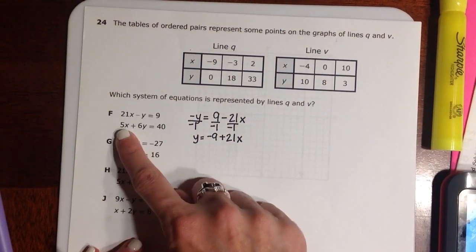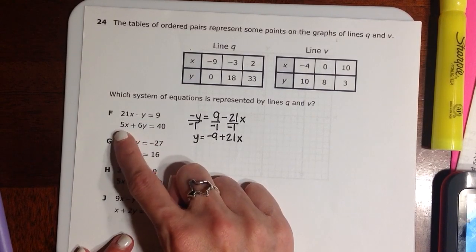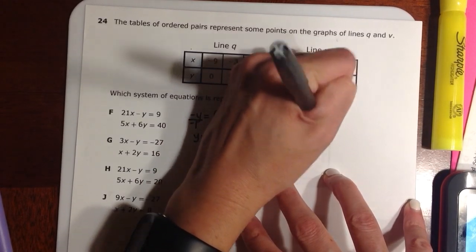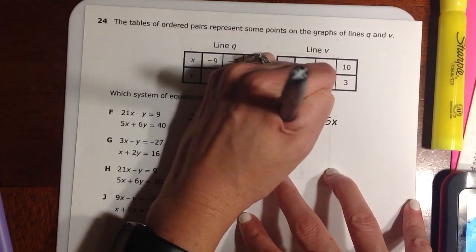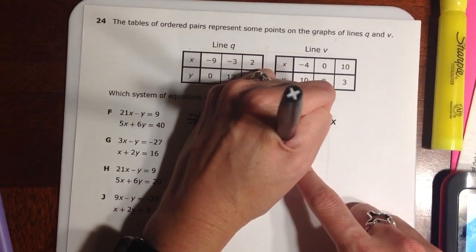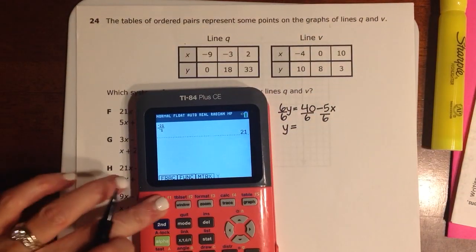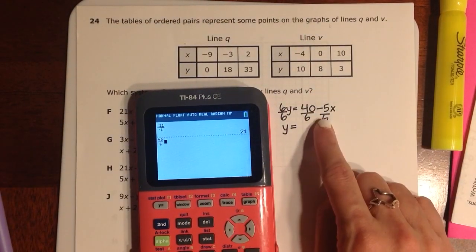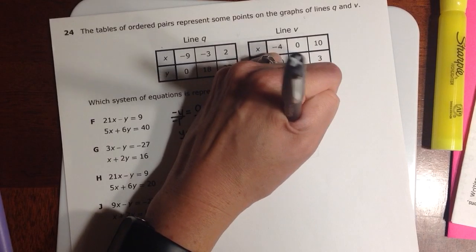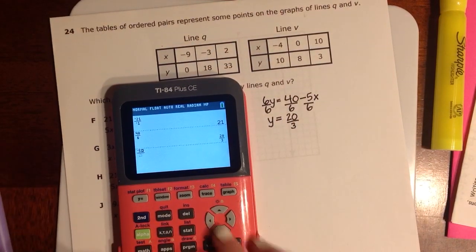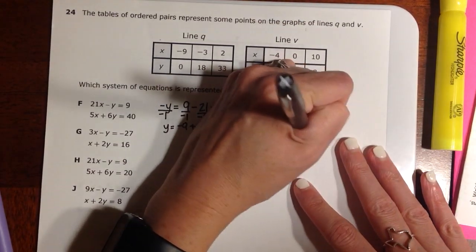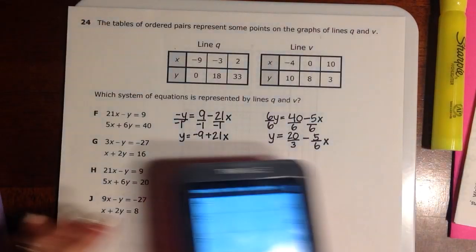And then I'm going to do the same thing for here. So I'm going to move that 5x to the other side, and I'm going to have to subtract 5x from both sides. So I'm going to get 6y is equal to 40 minus 5x. And then I don't want 6y, so I'm going to divide by 6 all the way across. So that's going to get me 1y, or just y. And so now I'm going to type in 40 divided by 6, and that is equal to 20/3. And then I'm going to have negative 5 divided by 6, so minus 5/6x.